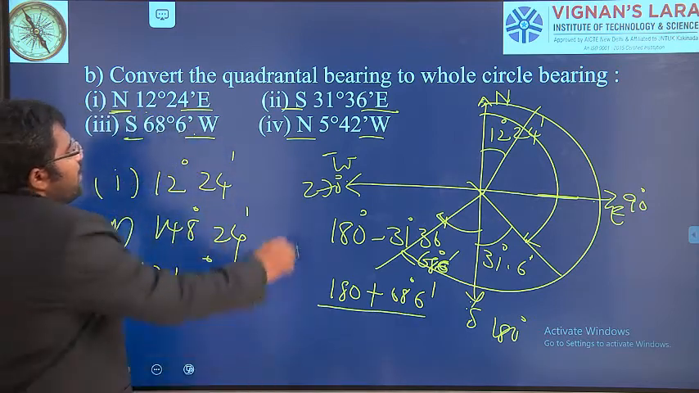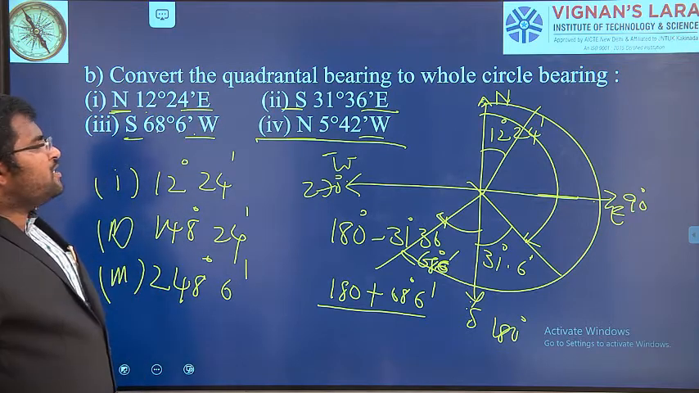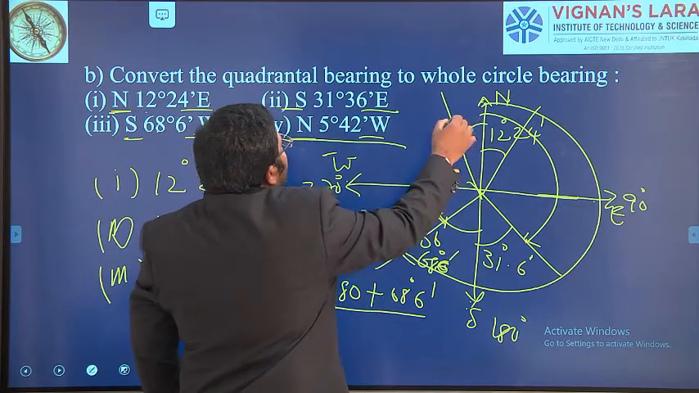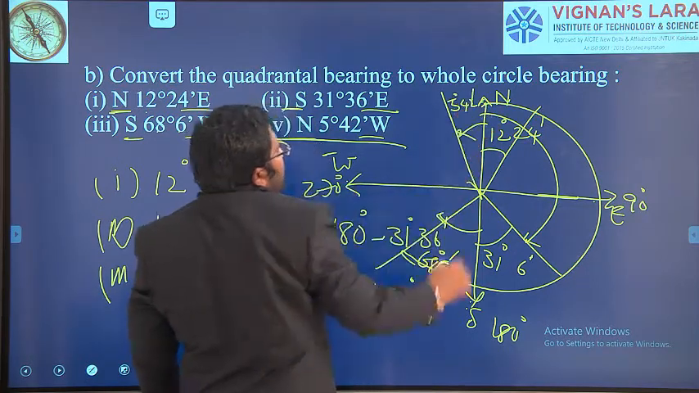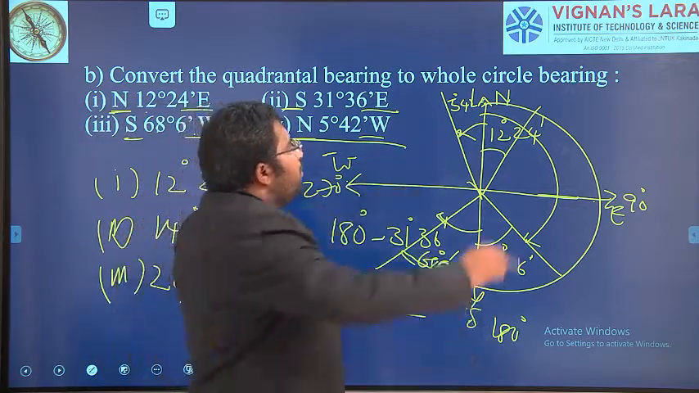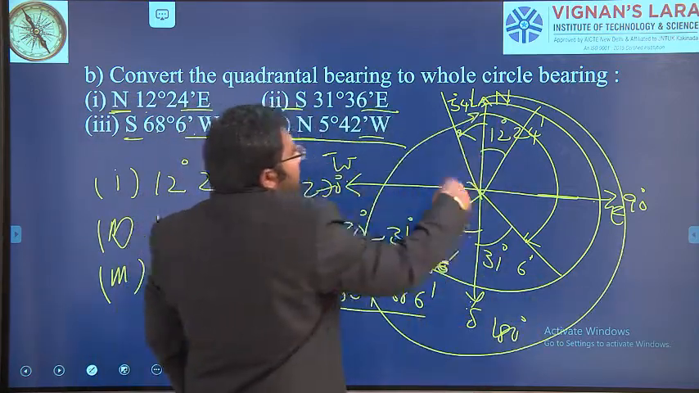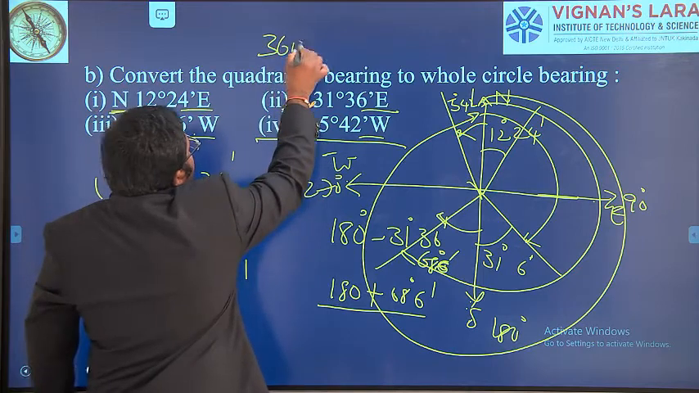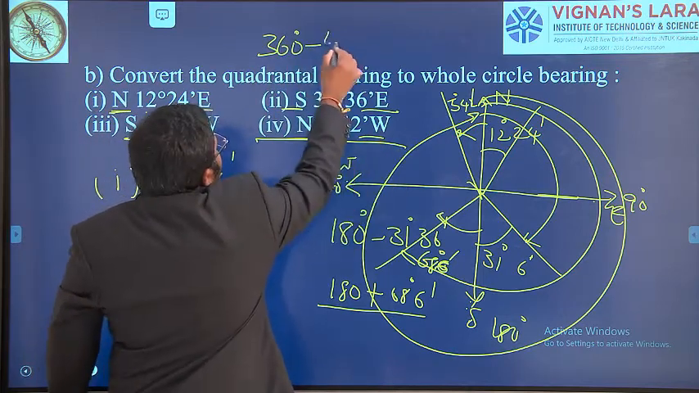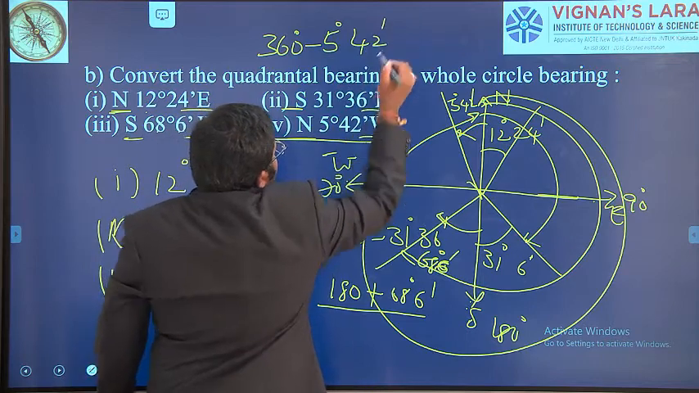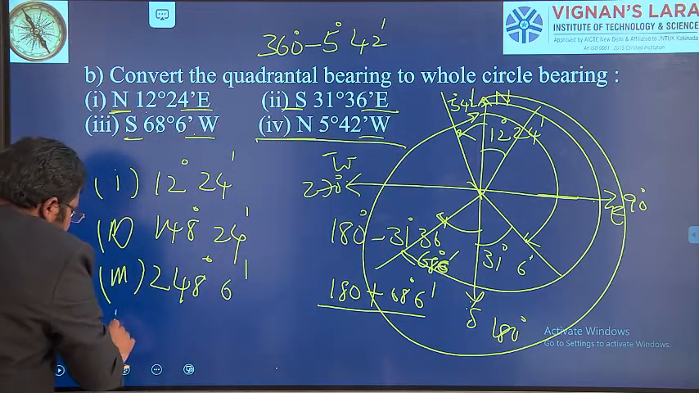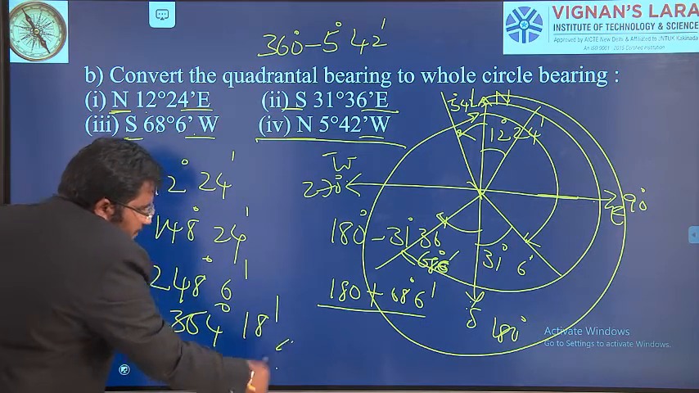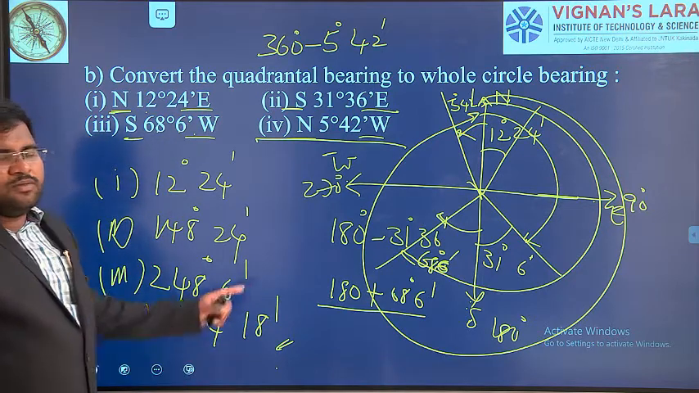Next, coming to the last value, north 5 degrees 42 minutes towards west. That means here, with respect to north, he gave 5 degrees 42 minutes in the quadrantal system. To get this value, you have to deduct from 360. Finally you will get an answer. 360 degrees minus 5 degrees 42 minutes. So finally you will get a value of 354 degrees 18 minutes.